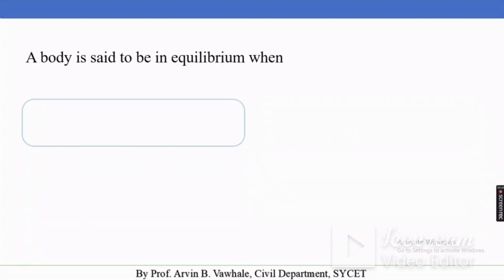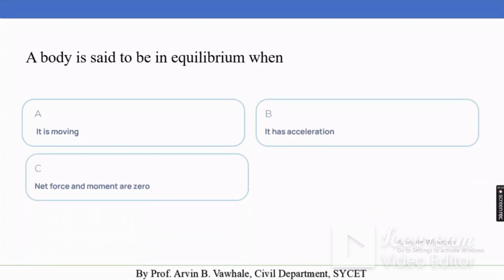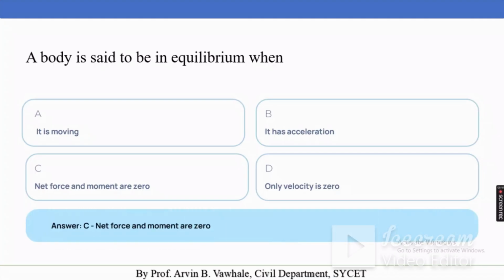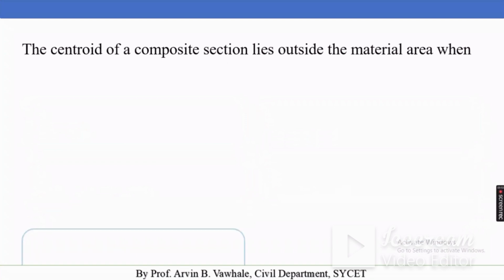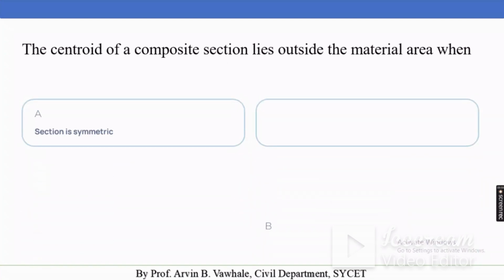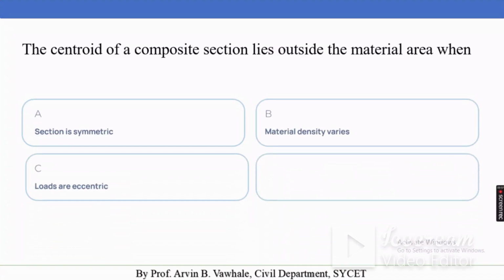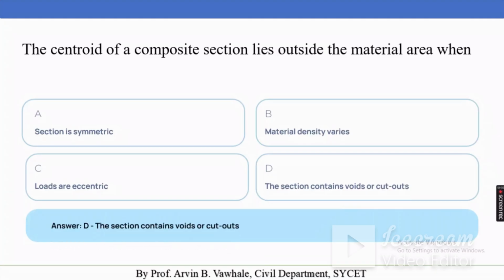11. A body is said to be in equilibrium when A, it is moving, B, it has acceleration, C, net force and moment are 0, D, only velocity is 0. The answer is option C, net force and moment are 0. 12. The centroid of a composite section lies outside the material area when A, section is symmetric, B, material density varies, C, loads are eccentric, D, the section contains voids or cutouts. The answer is option D, the section contains voids or cutouts.